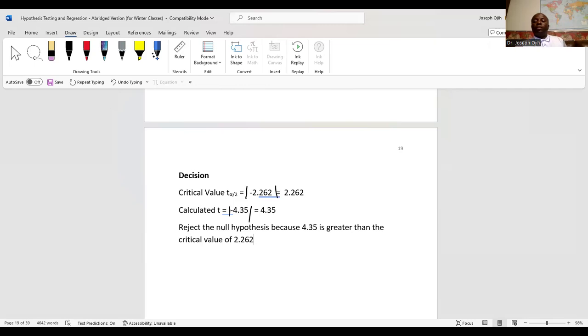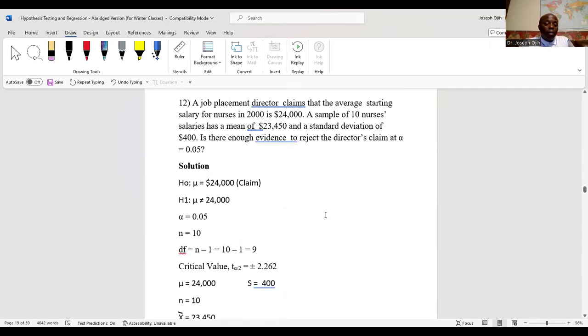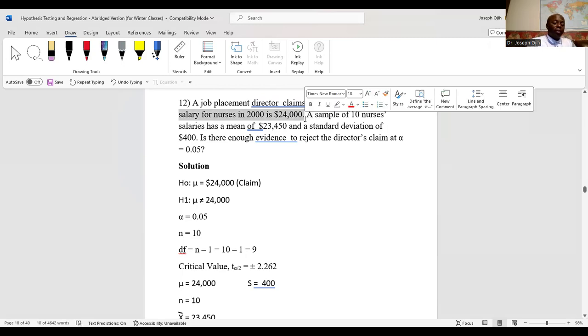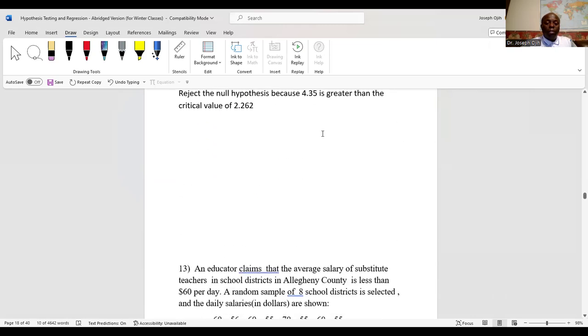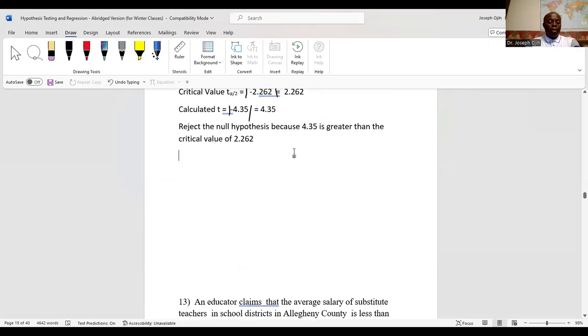Yeah, reject. So, conclusion. We rejected the claim. That means the claim is the null hypothesis, and we rejected it. That means the claim is not correct, which means there is not enough evidence to support the claim that the average starting salary in 2000 is 24,000. So, conclusion.